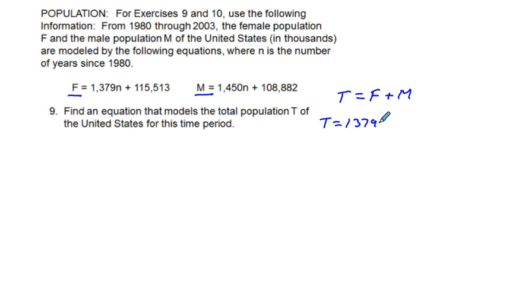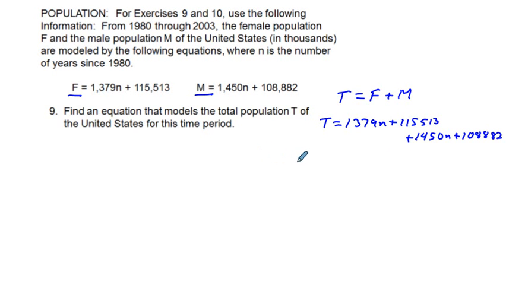1,379N plus 115,513, and then we have plus the male population, which is 1,450N plus 108,882. And so we're just going to add those together.